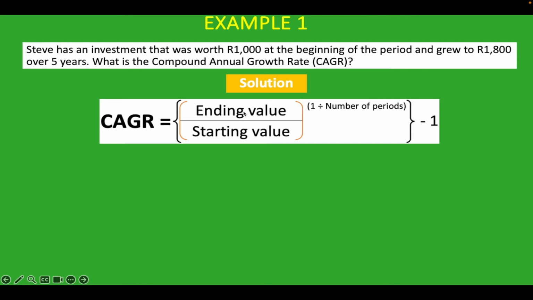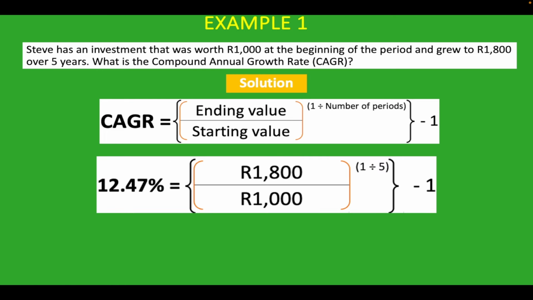So we're going to take ending value 1,800 divided by 1,000 Rand. And then, of course, that answer we raise to the power of 1 divided by the number of periods. As we've just explained, it's 5 years. And then once we've gotten the answer in the brackets, we're going to deduct 1 and we will have our answer. So here's how it's going to look: 1,800 divided by 1,000 Rand, raised to the power of 1 divided by 5, and then that answer we deduct 1 and we get 12.47%. Quite easy to do, quite easy to calculate.